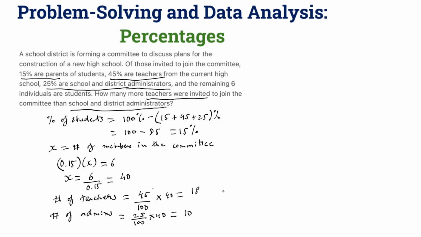And so the difference in the number of teachers versus the admins is going to be 18 minus 10, which is going to be 8. So 8 more teachers are invited to join the committee than the school and district admins.